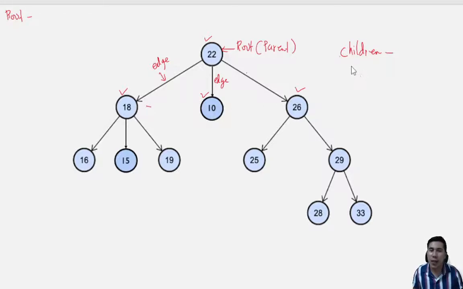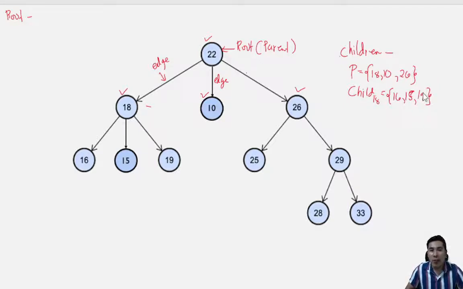So let's say the parent set: we have here 18, 10, and then 26. Then you have here the children or child. So let's say the child of 18. The children of 18 are 16, 15, and 19. Okay, so that's child.